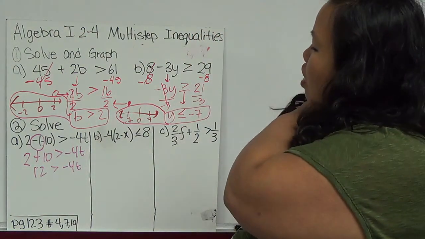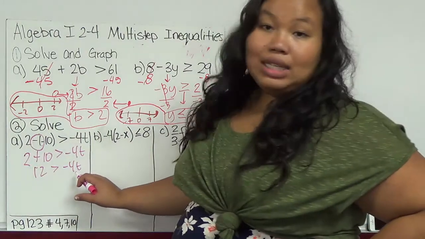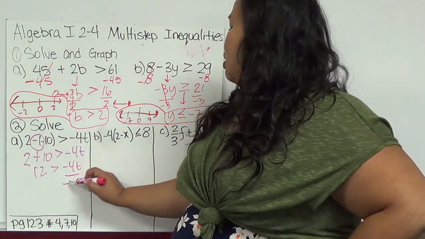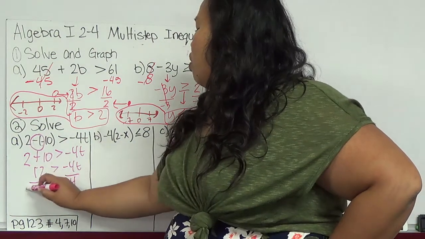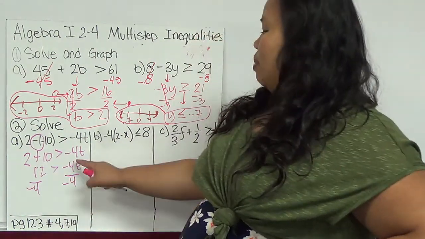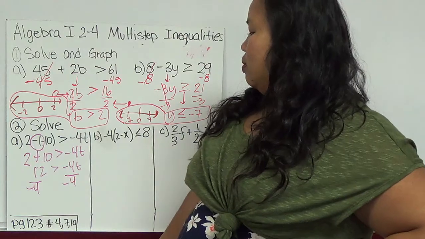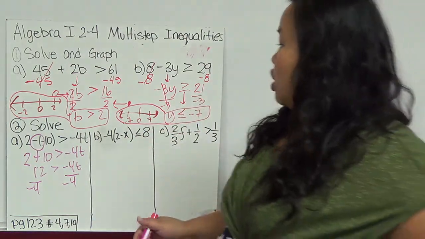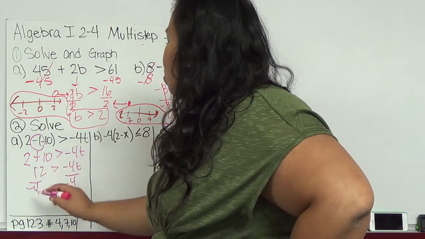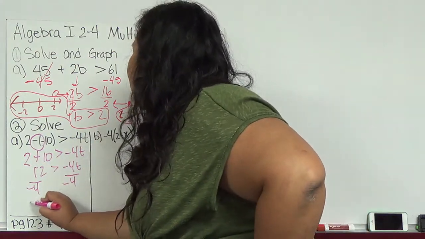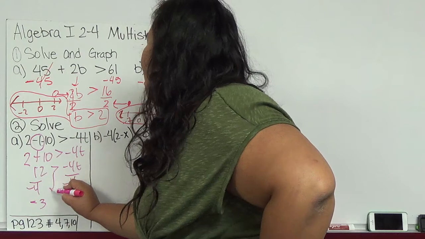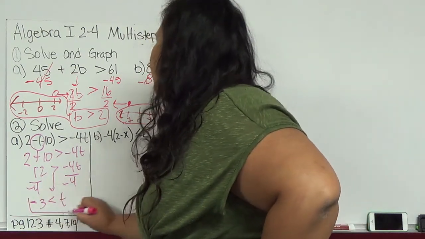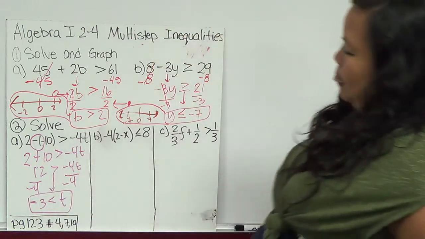So we're isolating t, right? I'm going to divide both sides by negative 4 because the opposite of multiplication is division. And again, I'm dividing by what? A negative number. So I have to flip the sign. So 12 divided by negative 4 gives me negative 3. And now I have to flip that sign, giving me t. Okay?